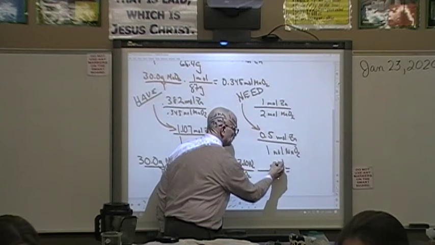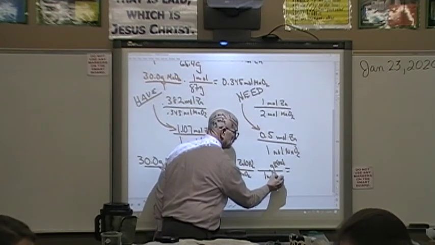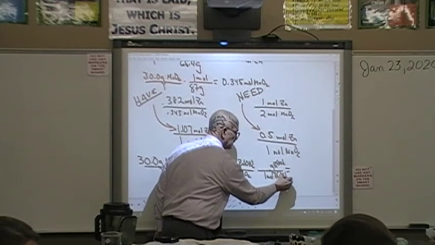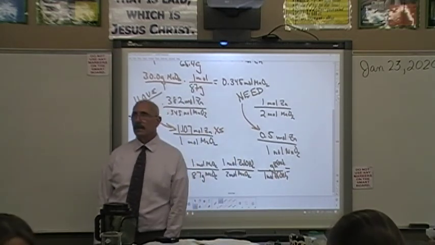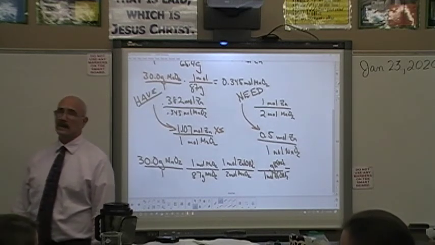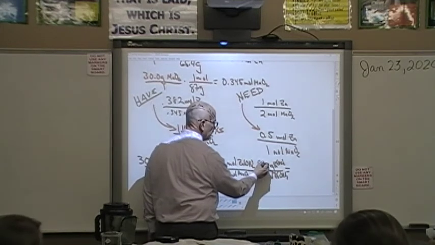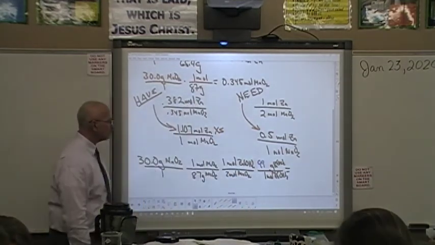Grams of Zn(OH)2 per 1 mole of Zn(OH)2. Okay? 16, 32, 34, 90, yeah, that sounds right. 99. So 99 grams for Zn(OH)2.